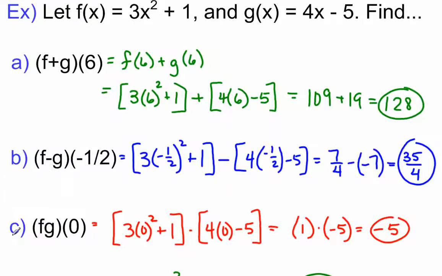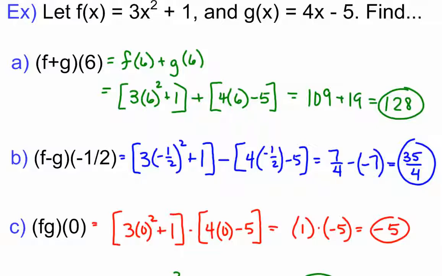All right, so the last thing here, fg of 0, that's saying plug 0 into the first function, plug 0 into the second function, and then multiply your results. So the first one we get a 1, second one we get negative 5. When you multiply, you get negative 5.